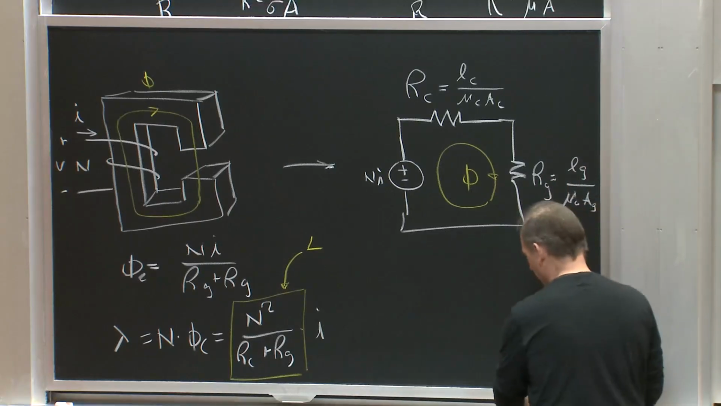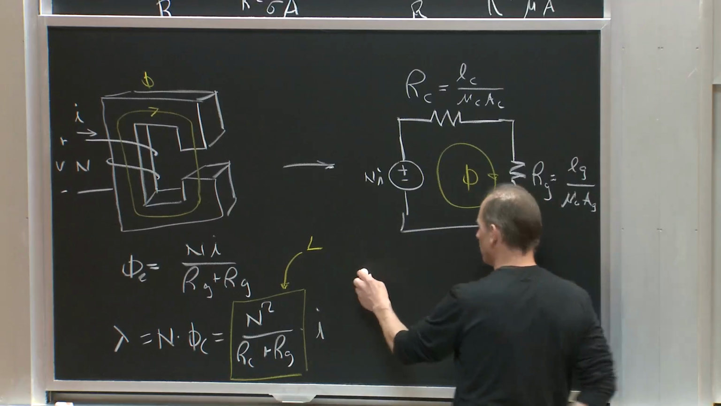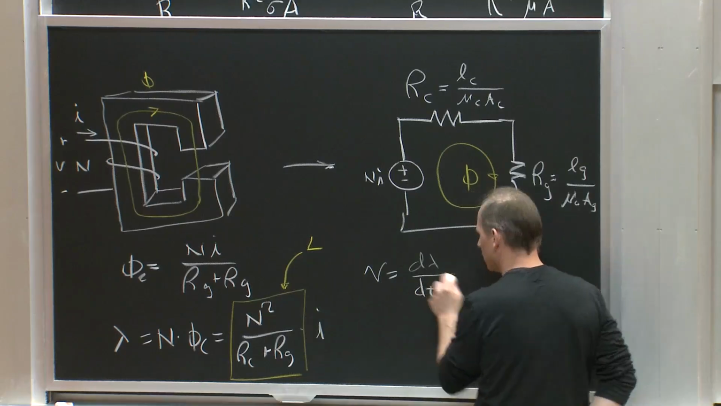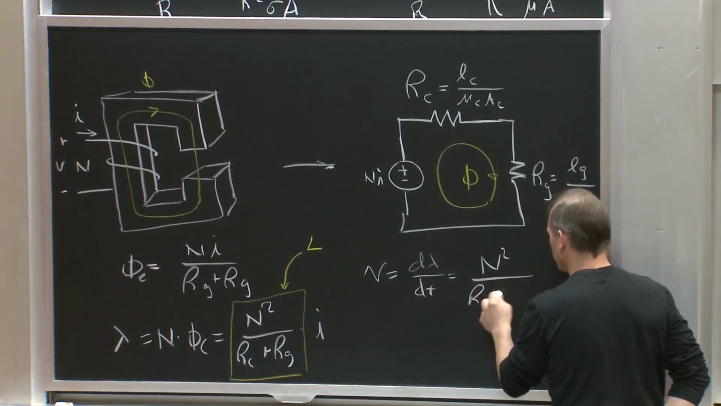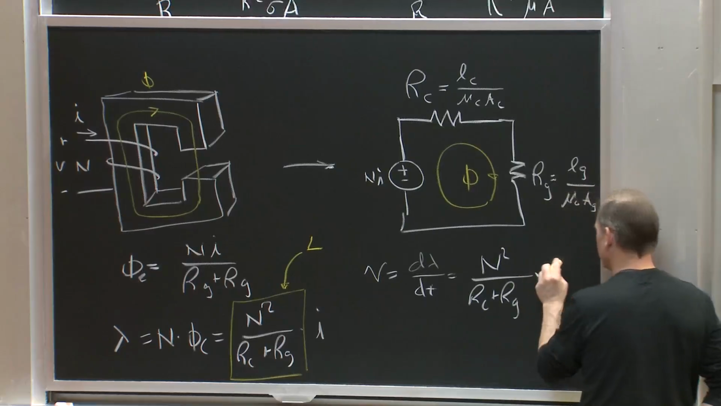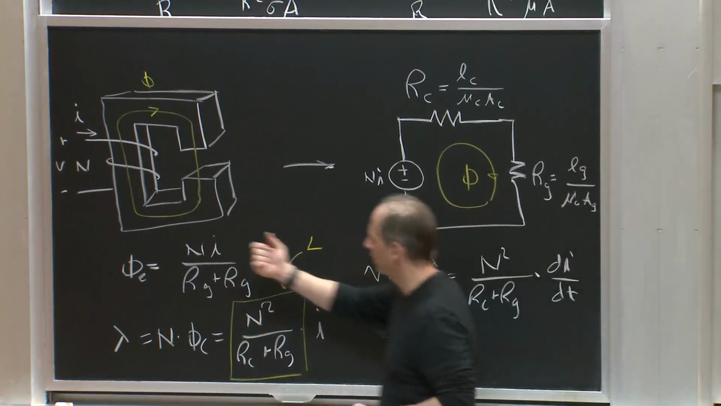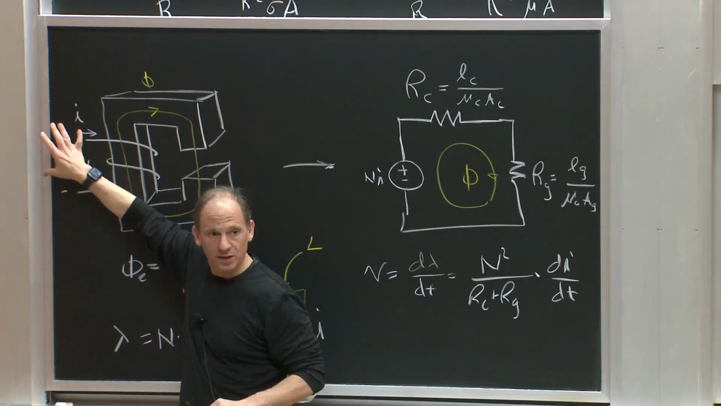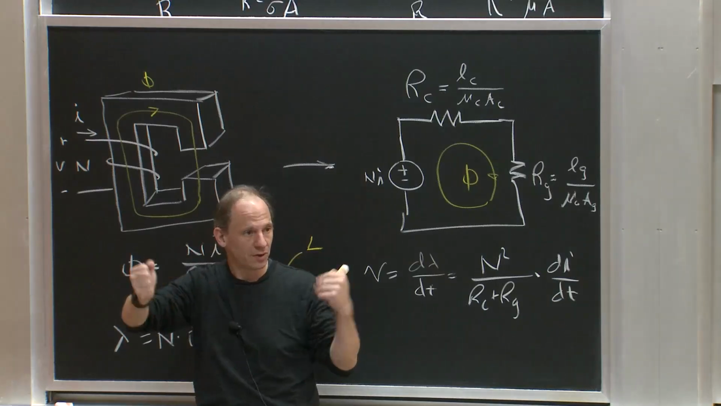I can also come back and say, what's the voltage? The voltage is equal to d lambda dt, which is N squared over the reluctance of the core plus the reluctance of the gap times di dt. So I can come back and figure out what the voltage on this winding is. And when I do that, I have to be a little bit careful about the signs.